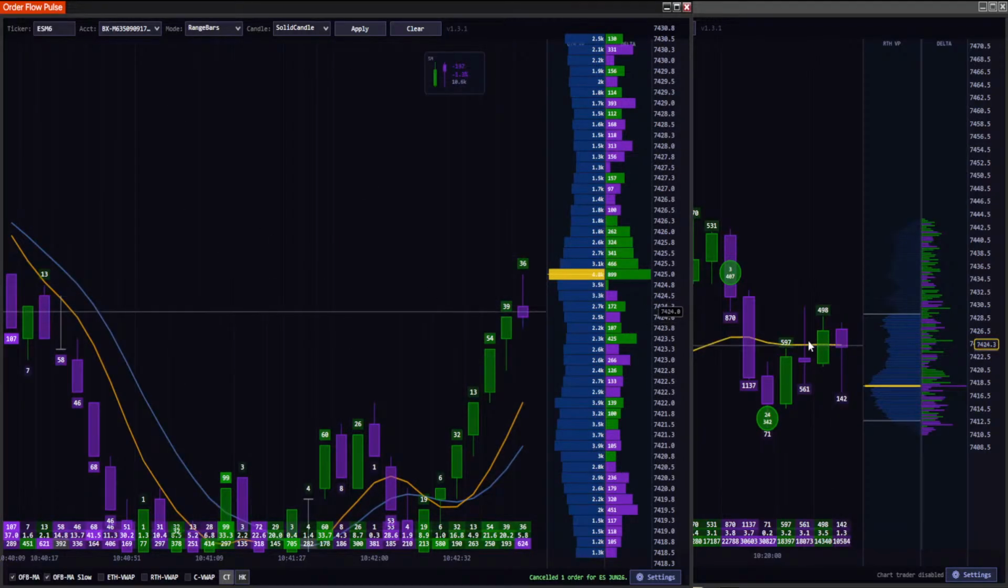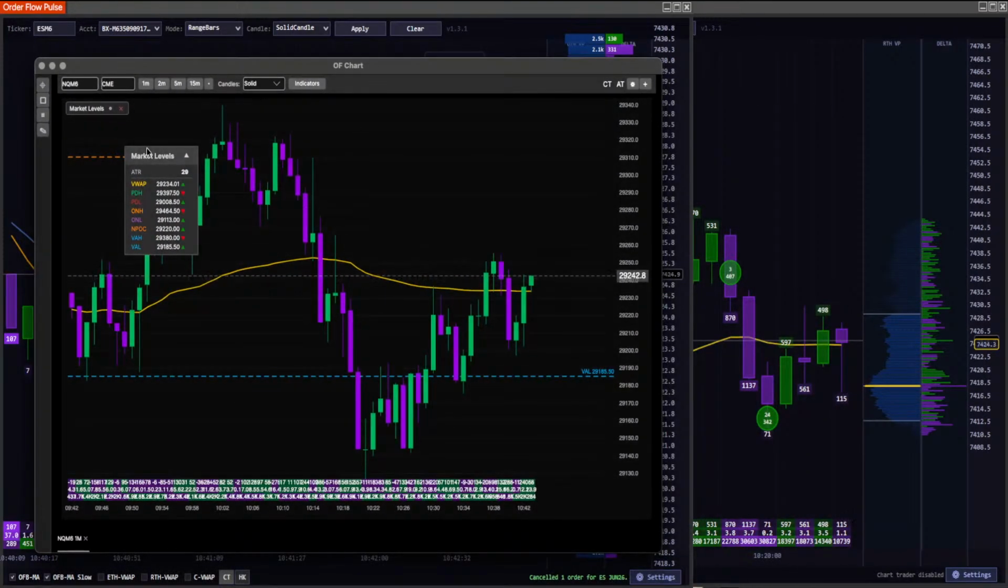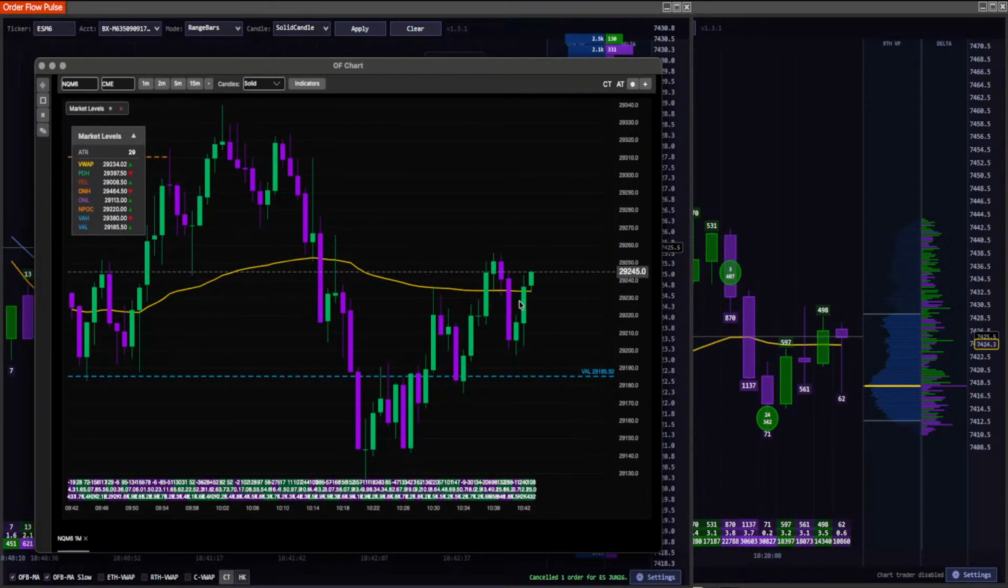Boy, this VWAP is just kind of flatlining. As you can see right here on the NQ as well, it's just kind of flat. There's the value area low for the NQ. NQ just kind of flatlining too. This is a 1 minute. Okay, we're at like 2930 ATR. I mean, that right there is okay.